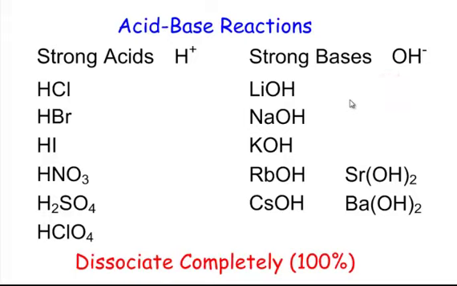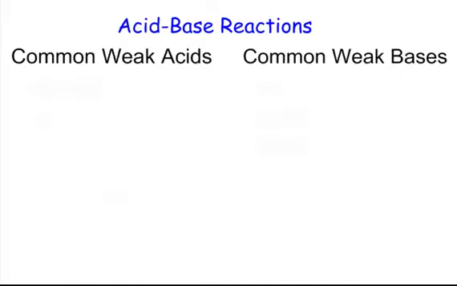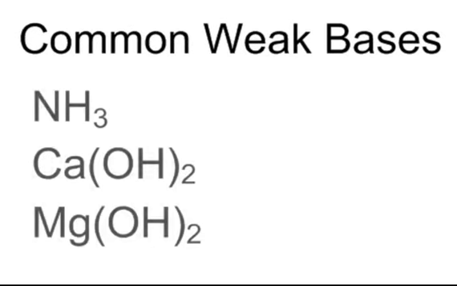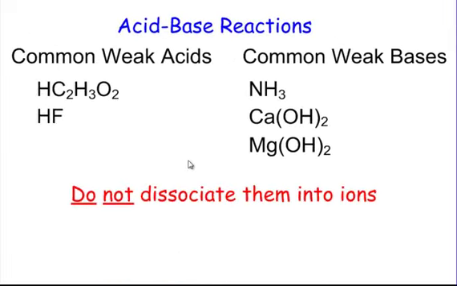You only have to know the strong acids and strong bases, because anything that's not a strong acid or strong base has to be weak. I will show you a few common weak acids and common weak bases. The most common weak acids are acetic acid, which is HC2H3O2, and hydrofluoric acid, which is HF. Some common weak bases are ammonia, which is NH3, and then the hydroxides that are left in the alkaline earth metals, calcium hydroxide and magnesium hydroxide. And remember, do not dissociate these into ions. Keep these together because they do not dissociate completely.